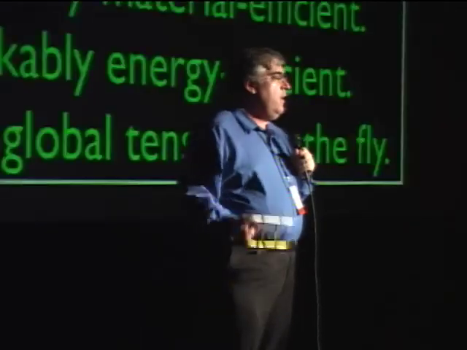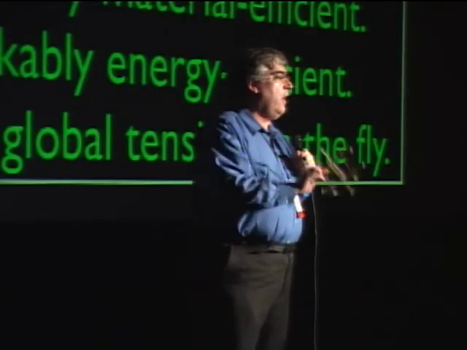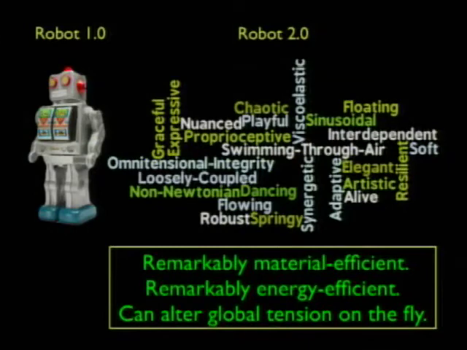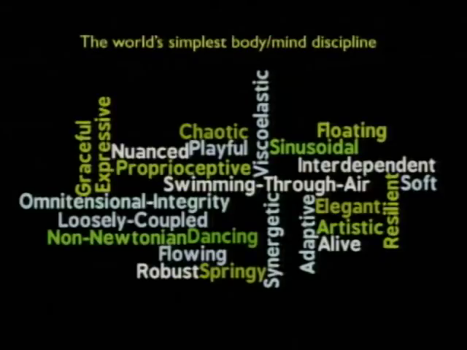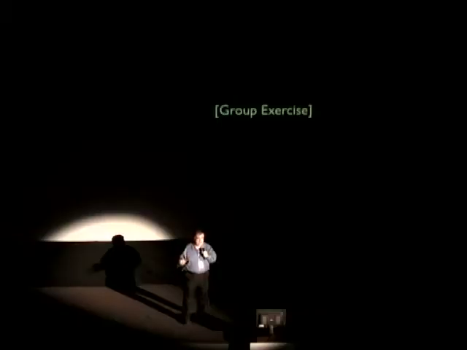So, robots of the future will have all of these qualities. Be remarkably material efficient, remarkably energy efficient. So the question for you: do you act like a 1.0 or a 2.0 robot when you move around? And we have an exercise about that. So pick the word from this that most inspires or intrigues you, and then close your eyes. So what would it be like if your body had that quality, felt like that, right now?